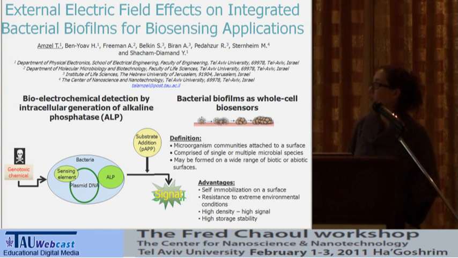My work is done on whole cell biosensors. In this case, it's genetically engineered E. coli bacteria cells that can sense the presence of a model toxicant, nalidixic acid, and express the enzyme alkaline phosphatase, whose amount can be measured electrochemically.